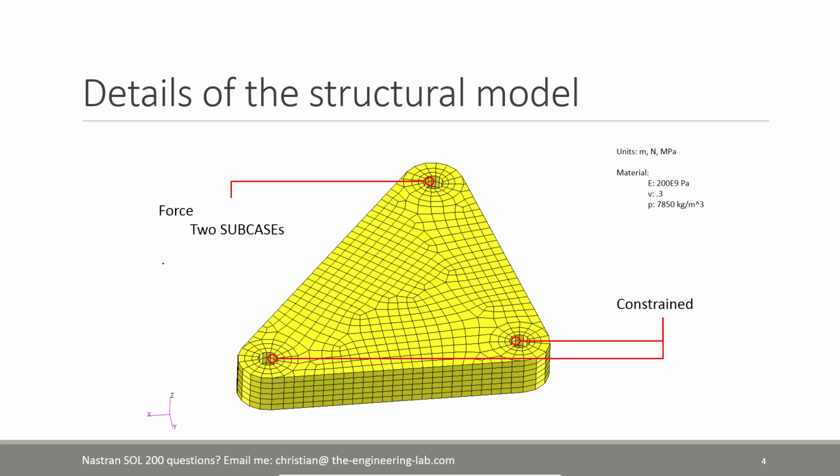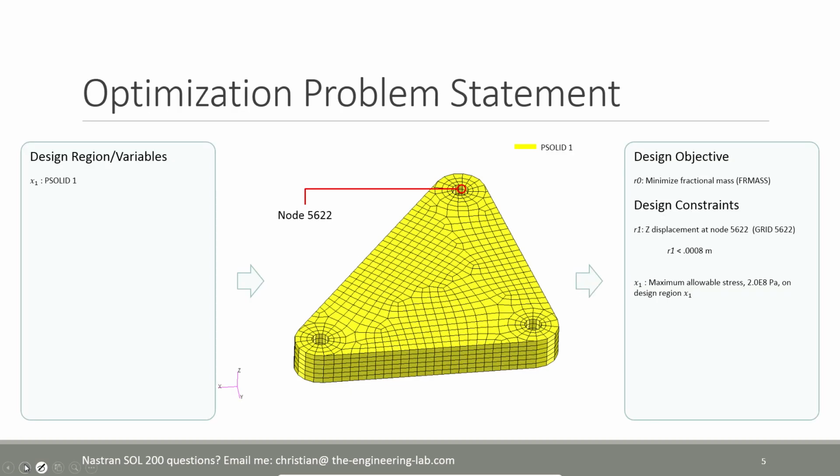So here, quick summary of the structural model. At the holes, we are constraining the holes. These two holes at the bottom that you can see, we are constraining them. And then here at this top hole, we are applying our force in different directions. So this will require the use of two different subcases or two different load cases. Here in the top right, you can see the units we'll be using for this example.